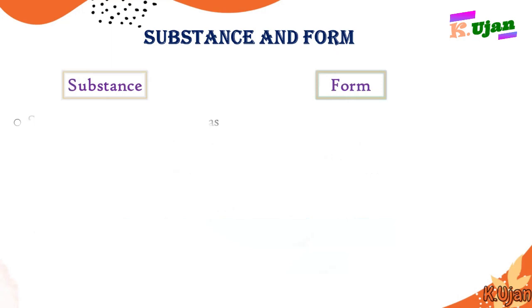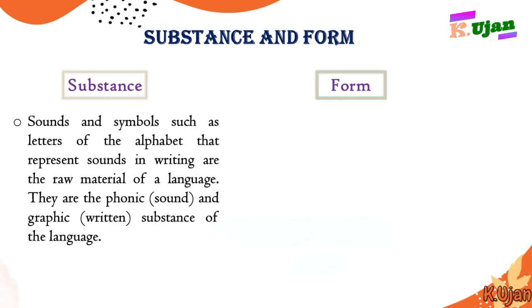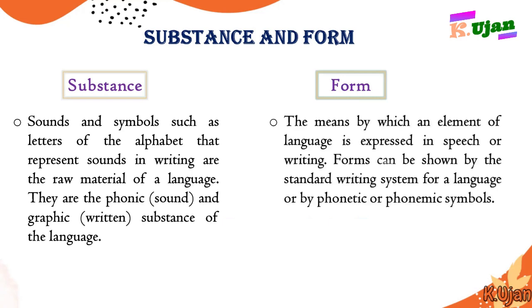In other words, here is something more, and this time it is for students who are writing in their examination. So this is from the examination point of view. Sounds and symbols such as letters of the alphabet that represent sounds in writing are the raw material of a language. They are the phonic sound and graphic written substance of language. On the other hand, form is the means by which an element of language is expressed in speech or writing. Forms can be shown by the standard writing system for a language or by phonetic or phonemic symbols.